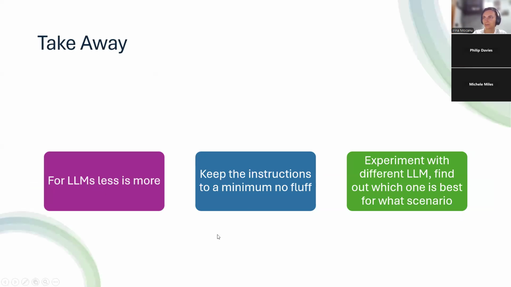Okay, now takeaways. Like I was saying, for LLMs, less is more. So try to keep the instructions files, the Copilot instructions files, the Agents.md, simple. Do not add text that is not necessarily going to help GitHub Copilot perform your instructions. And most important is to experiment a lot with LLMs and find out what's best for each scenario.